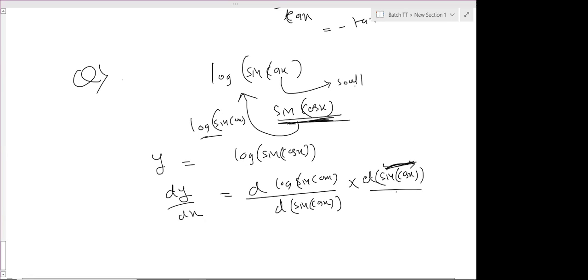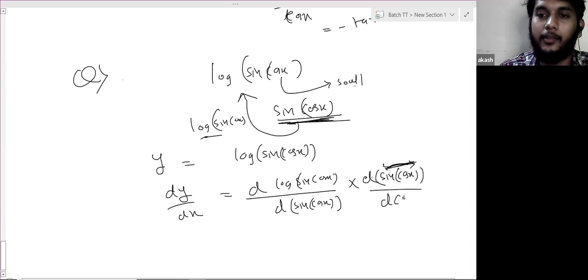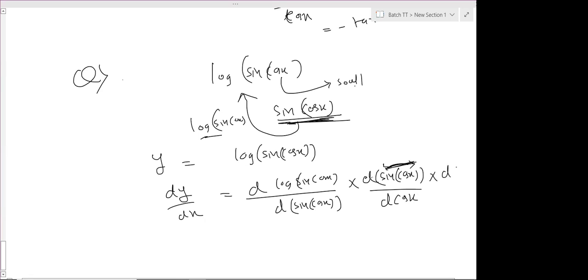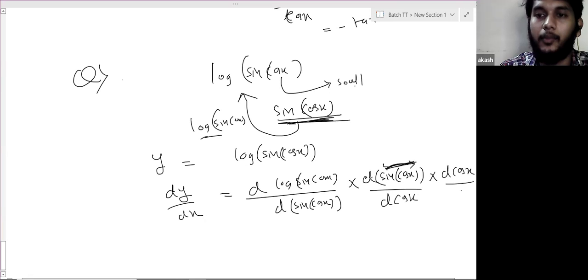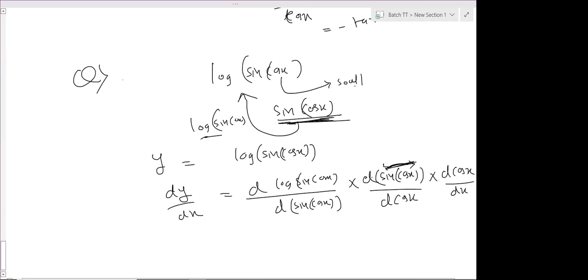d by d cos x of sine cos x, and now differentiation of cos x with respect to x. This step is clear or not? All of you? Yes, sir.